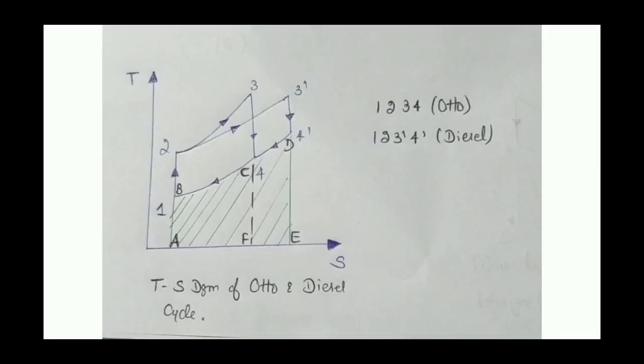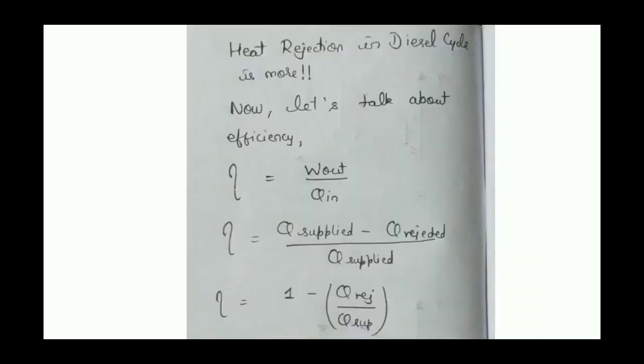Next we come to the comparison factor, which is very important for us now. In the TS diagram of the Otto and diesel cycles, 1, 2, 3 and 4 is the Otto cycle, and 1, 2, 3 dash and 4 dash is the diesel cycle. You can see the shaded portion, which is A, B, C, D, E, F. It is evidently visible that the area under the diesel cycle is more, so the amount of heat rejection in the diesel cycle is more.